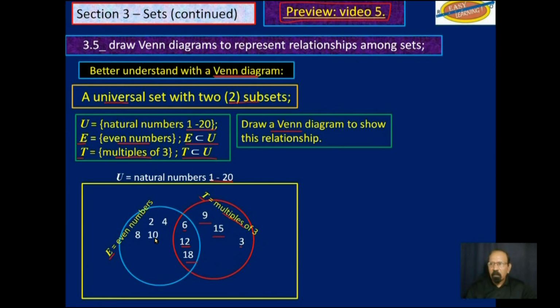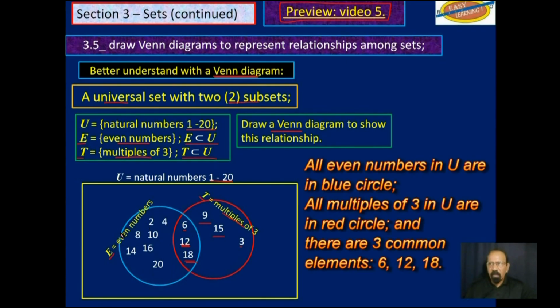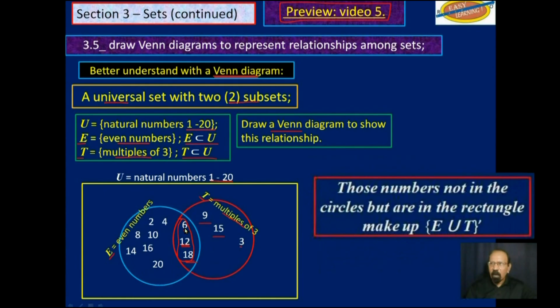8, 10, we already have 12 here. 14, 16, we already have 18 here. And so 20. So if you look at this carefully, you can now see all the even numbers in that universal set. You can now see all the multiples of 3 in that universal set. And you can also see that these 3 are common. So what numbers are not there? Well, 1, 5, 7, 11, 13, 17, and 19.